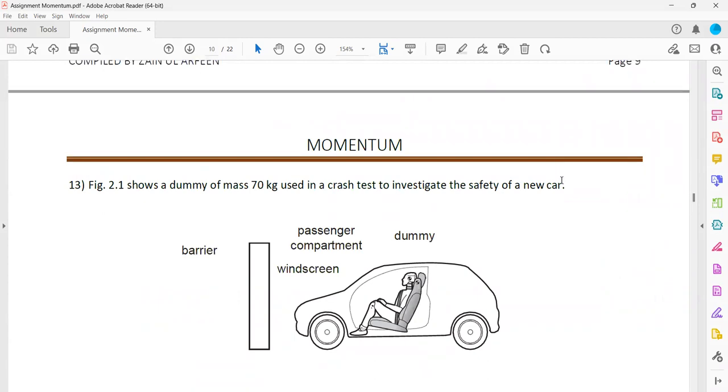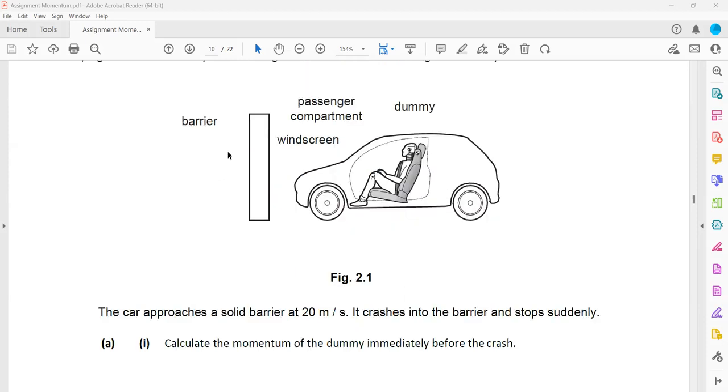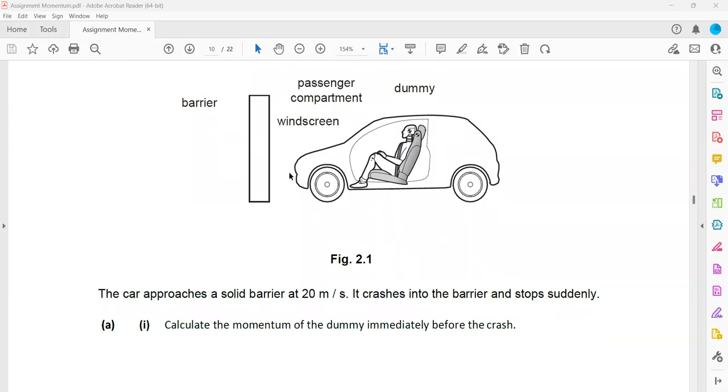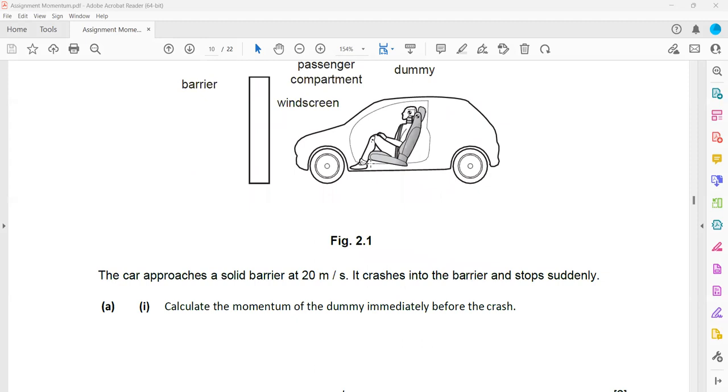Question 13, figure 2.1 shows a dummy of mass 70 kilogram. So the mass of this dummy is 70 kilogram. Used in a car crash test to investigate the safety of a new car. The windscreen, the passenger compartment, the dummy, and the barrier are shown. The car approaches a solid barrier at a speed of 20 meters per second. It crashes into the barrier and stops suddenly.